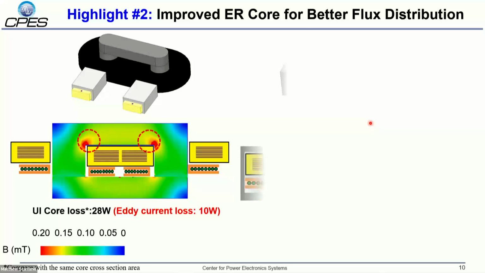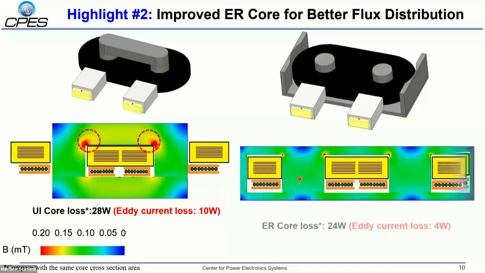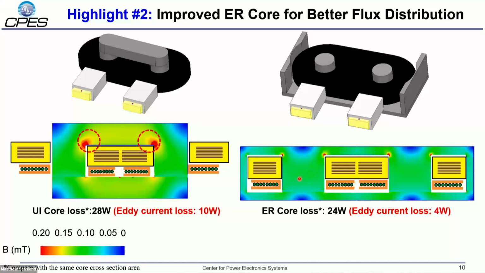To improve this, we can switch our UI core to the ER core. Actually, here there should be another upper plate, but I would like to show this winding structure, so I eliminated this part. As we can see here, in this ER core structure, we can separate the flux path into three paths. Each path will carry only half of the total flux. In this case, the magnetic flux will be distributed in a more even form, and the eddy current loss in the core can be significantly reduced.